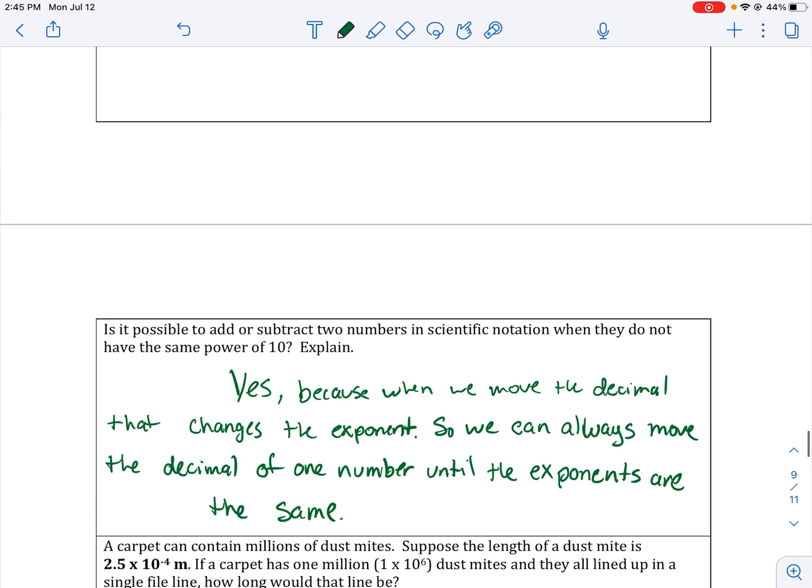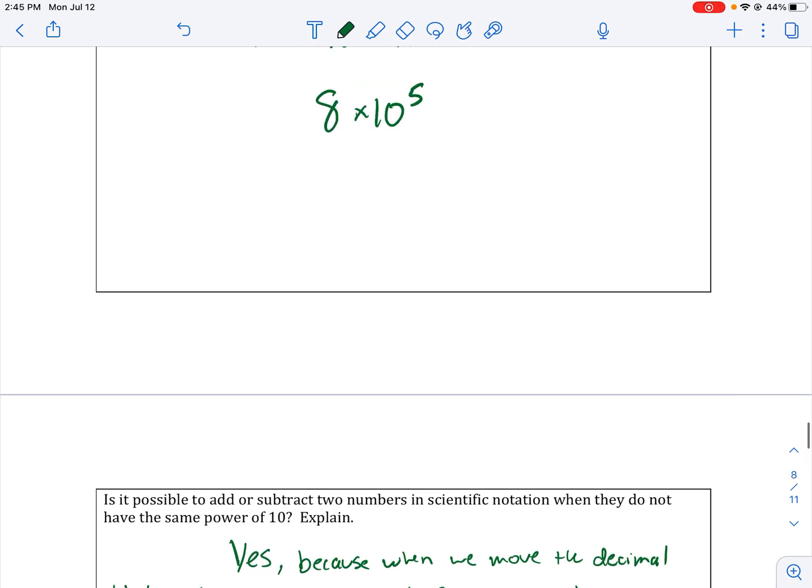So we're going to scroll back up. I'm going to give you a real quick example: 3.2 times 10 to the 6th plus 7.8 times 10 to the 5th. Two numbers, different exponents, right? I can't add them yet. So I need to make my exponents the same.